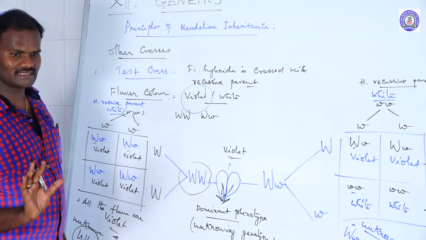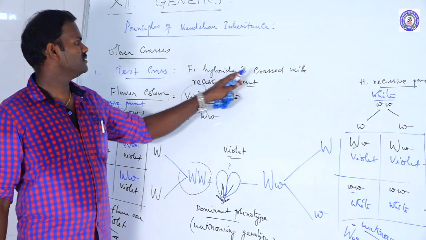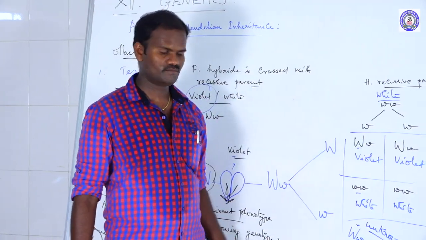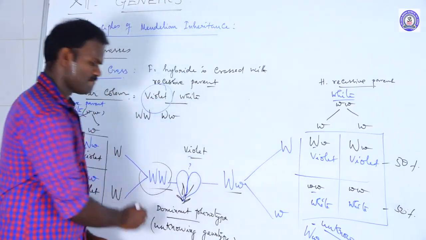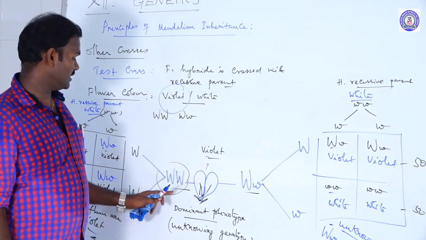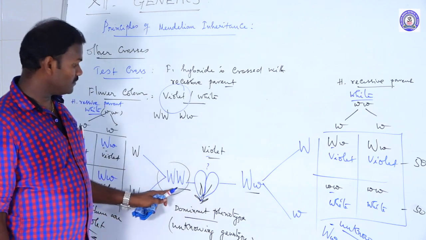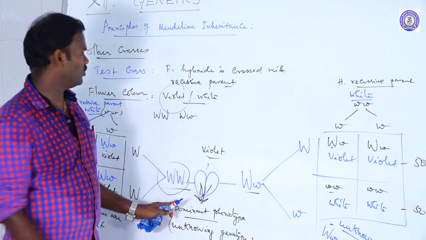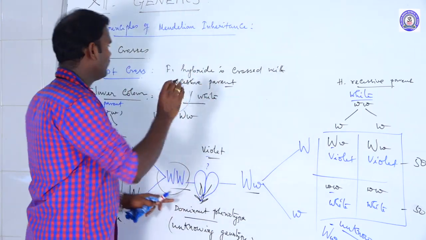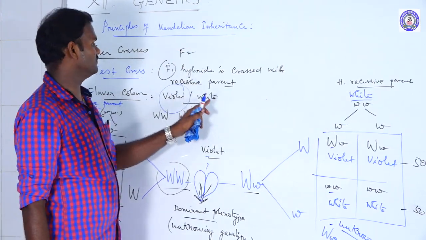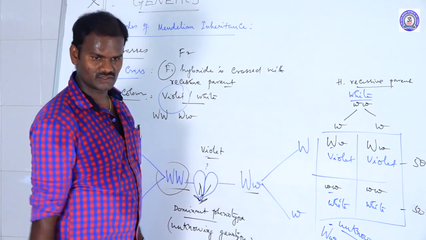But remember, what's called a test cross generally is when the F1 hybrid is crossed with the recessive parent. These are the recessive parent. F1 or sorry, it's F2. F1 is only heterozygous. The F2 obtains both heterozygous and homozygous. So generally, when F2 is crossed with the recessive parent, that is called a test cross.